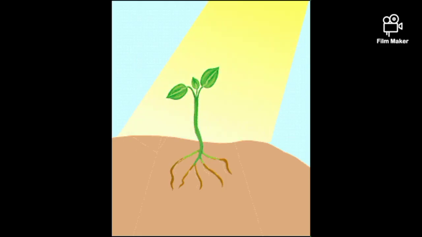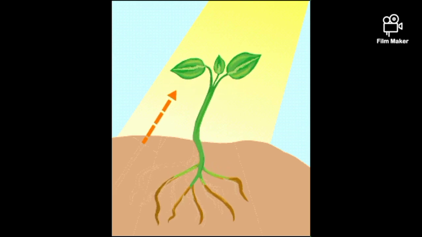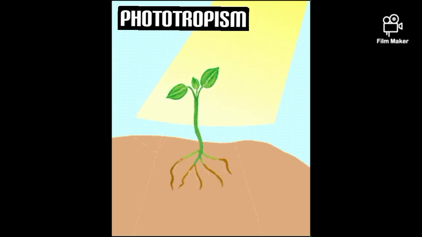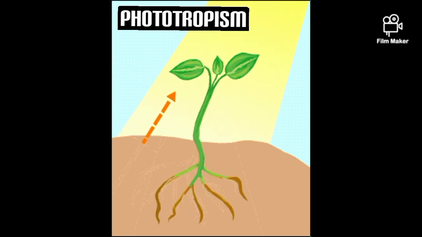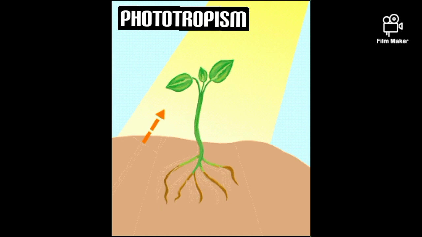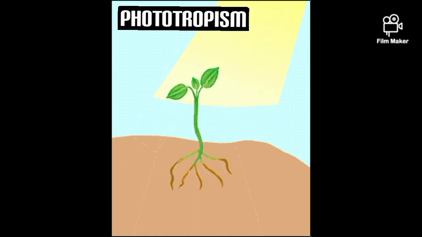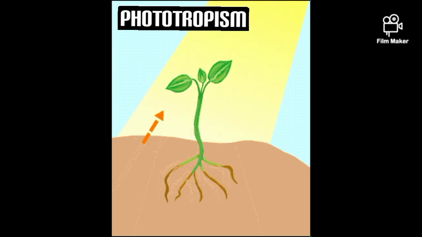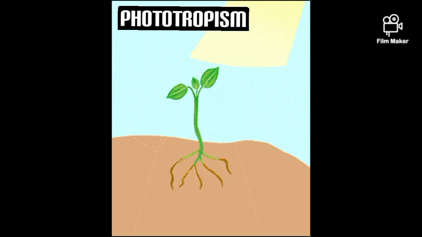Let us examine phototropism. Phototropism is a growth movement of plants to a source of unidirectional light. In phototropism, the shoot of plants simply grows towards the source of light. I would like you to perform this simple experiment at home.